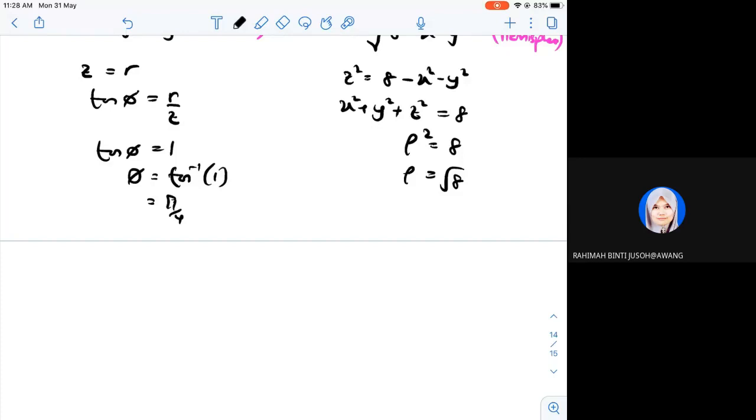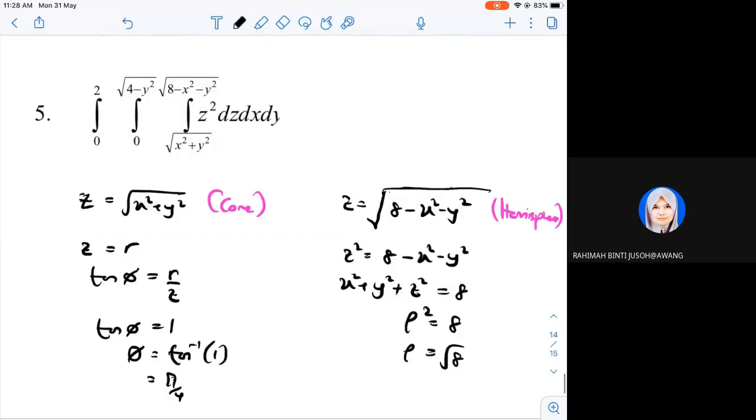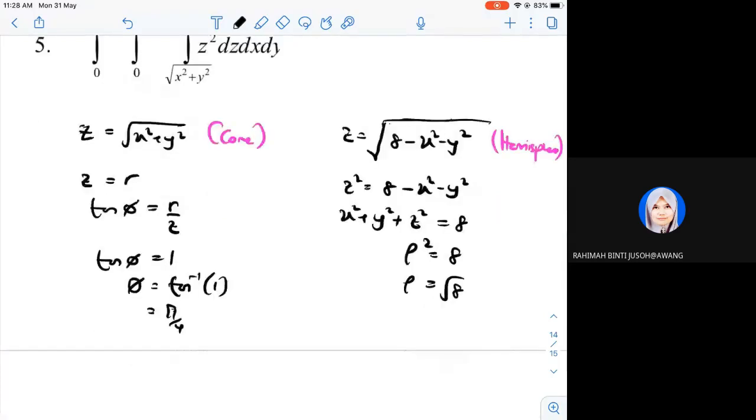Okay, now guys, let's take a look at region R. Okay, region R, we have x.